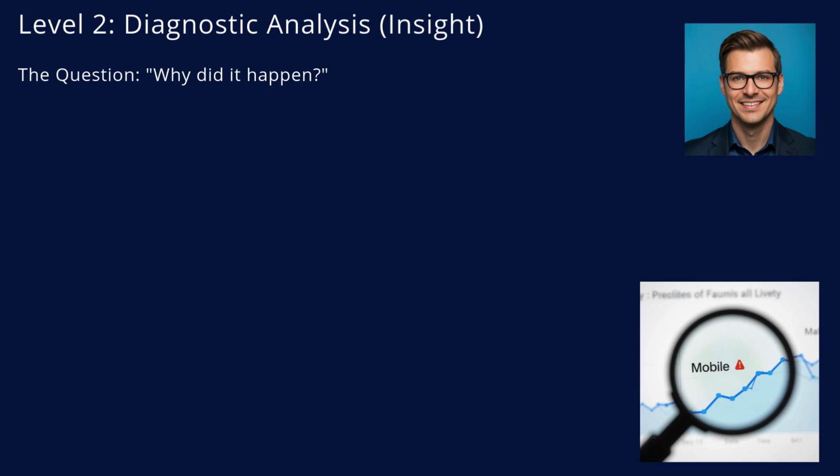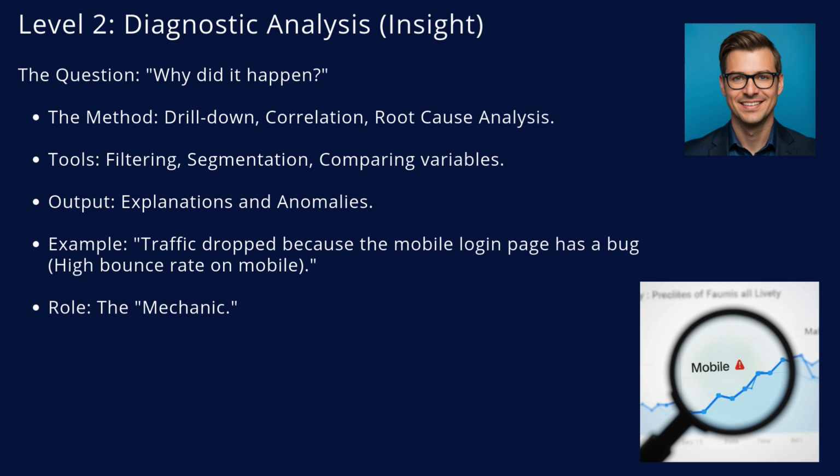Next is diagnostic analysis. The question is, why did it happen? This is where you become a mechanic looking under the hood. You use drill-down techniques. You segment the data. Did traffic drop everywhere? No, only on mobile devices. You look for correlations. The drop started exactly when we released app version 2.0. The output is an explanation. Traffic dropped because the mobile login page has a bug. Now we are adding value. We have moved from data to information.